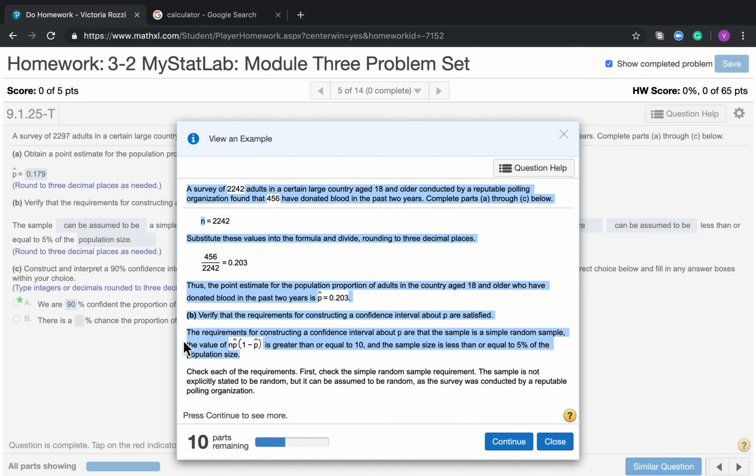So this is what I want to look at. The requirements for constructing a confidence interval about p, which is the population proportion, are that the sample is a simple random sample. That's number one. It has to be a simple random sample. The value of n times p hat times 1 minus p hat is greater than or equal to 10, so that is condition number 2. And then the sample size is less than or equal to 5% of the population size.